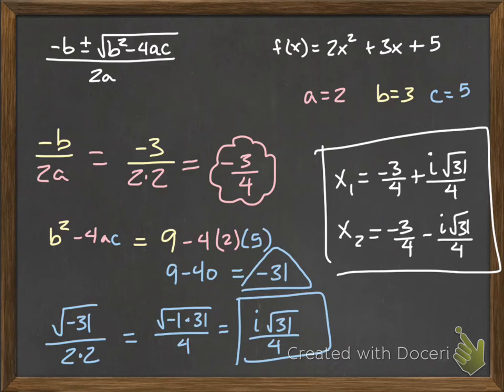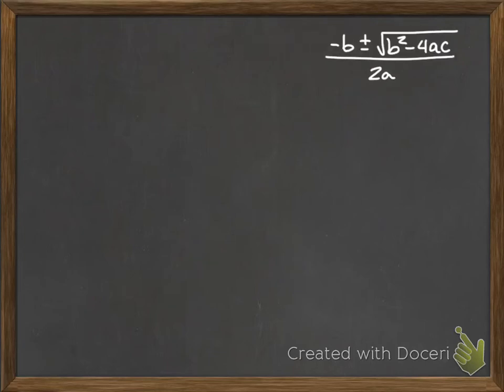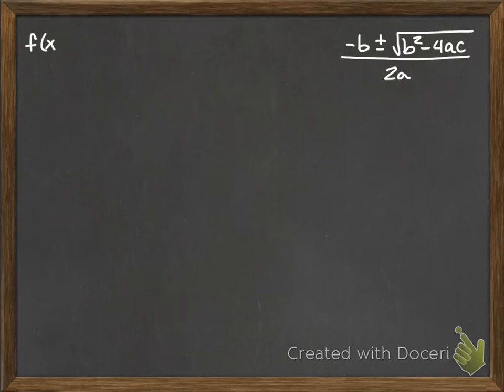Let's do another one real quick. Let me paste our quadratic formula out here again. You should know it by now, but that's okay. Let's say you have f of x equals x squared plus 6x plus 5. So your a is 1, b is 6, and c is 5.